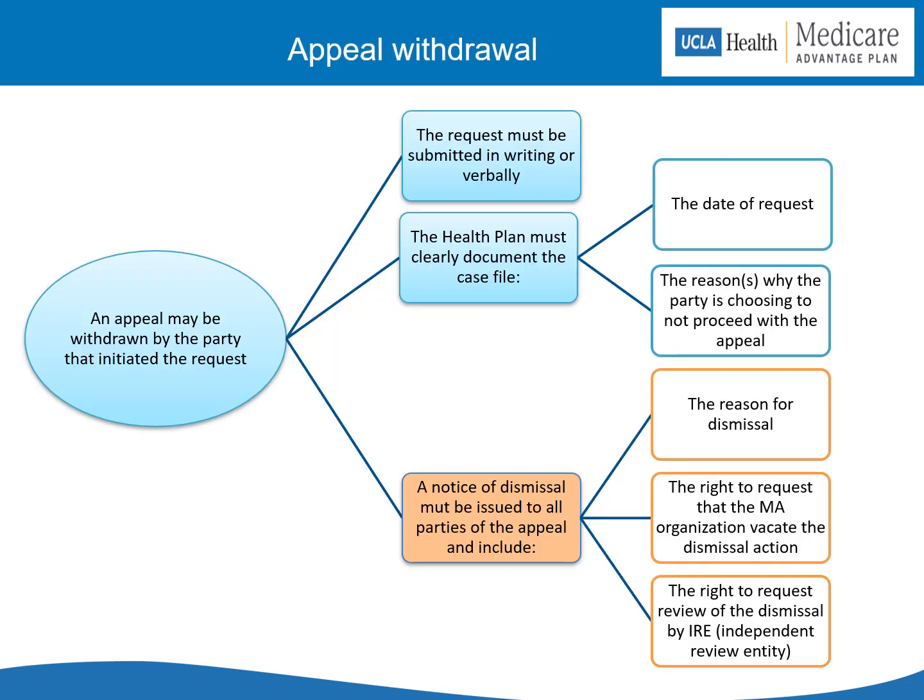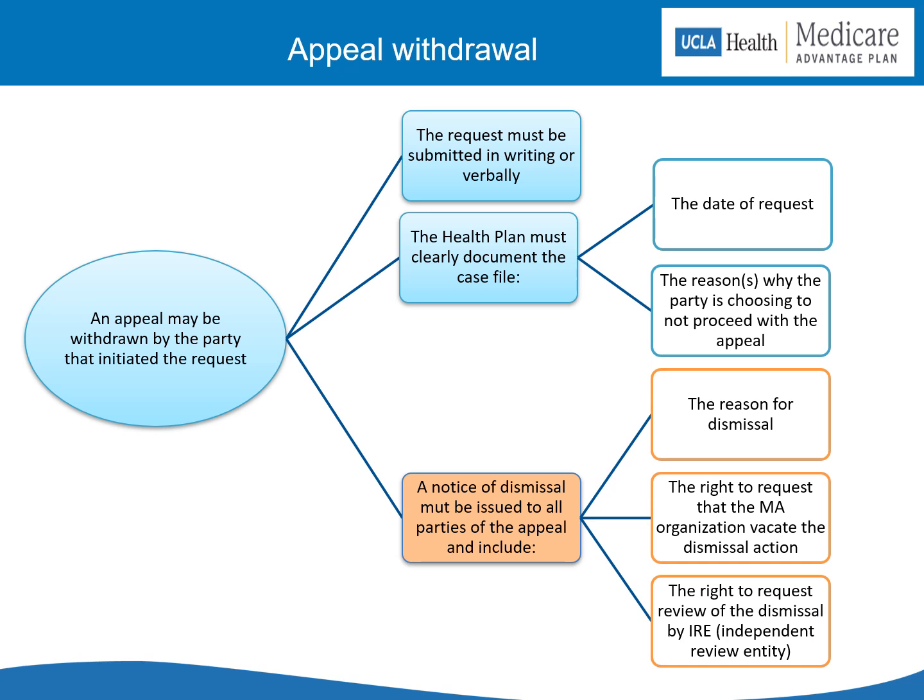Withdrawing appeals. Yes, there may be a withdrawal of an appeal by the party that requested the appeal to begin with. If there is a request for an appeal withdrawal, the request must be submitted in writing or verbally by the party. The health plan must clearly document the file. What's needed in the file is the date of the request to withdraw and the reason why the party is choosing not to proceed with the appeal.